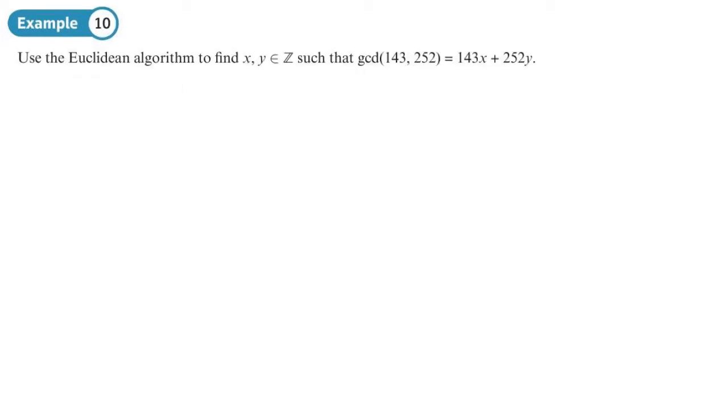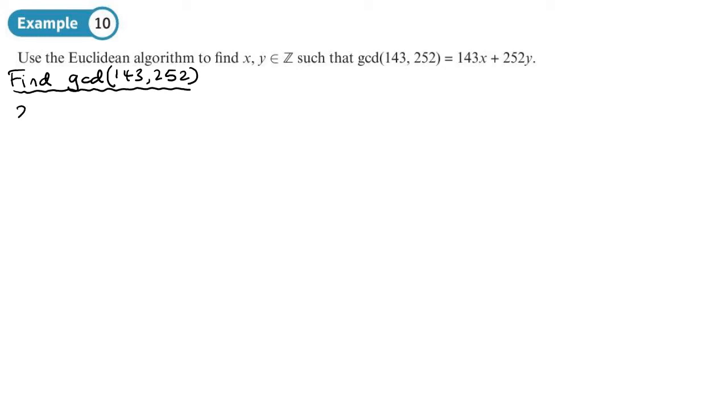Okay, use the Euclidean algorithm to find integers x and y such that the greatest common divisor of those two numbers is equal to multiples of those numbers. So the first thing that we're going to do is actually to find the greatest common divisor of these two numbers, 143 and 252. So we use the Euclidean algorithm to do that.